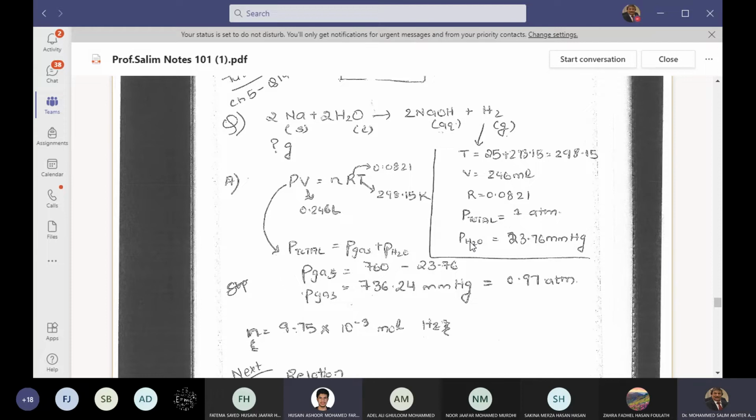P gas. Can I say 1 minus 23.76 or do I have to convert this one to 760? You have to convert. 760. So 760 minus this, you will get some number. This number you convert into atm. You will divide by 760. So for hydrogen gas, if I know temperature, do I want to convert volume into liters or no? No need.